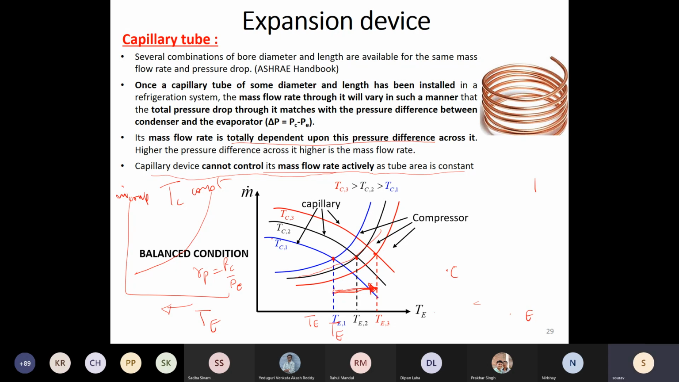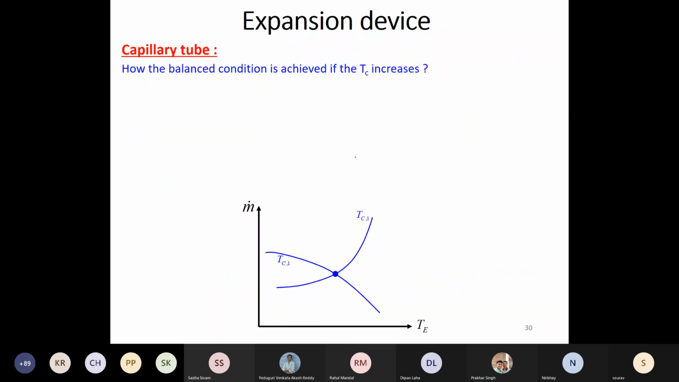Okay, so if you want to operate at your operating condition and you had decided, okay, I have designed the condenser for this much as ambient temperature, if the ambient temperature changes, everything again starts to shift. But how this balanced condition is achieved, that itself is a complicated phenomenon.